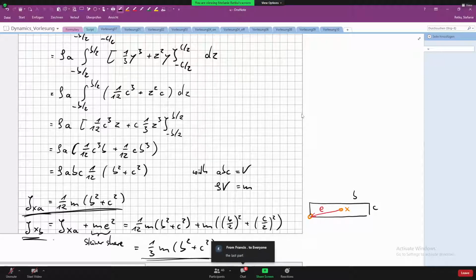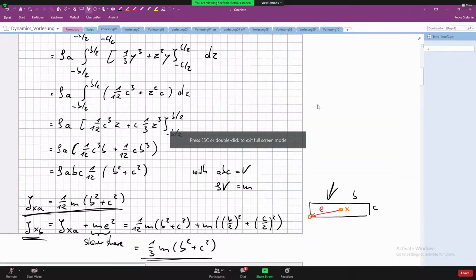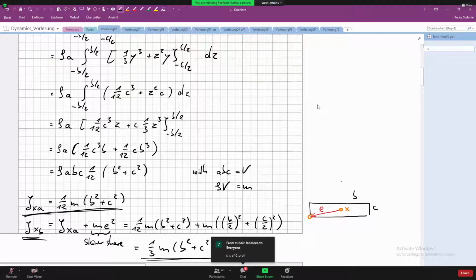Okay, so that's the last part. If our axis is parallelly shifted from our main axis, as in this figure right here, then we have to consider the Steiner share. The mass moment of inertia affects the inertial moment of our system, the inertia against the change of motion.